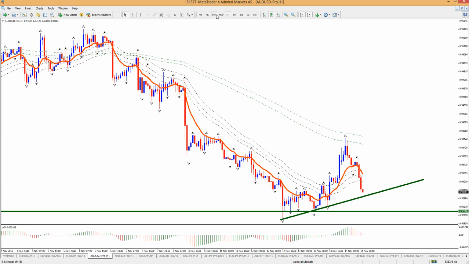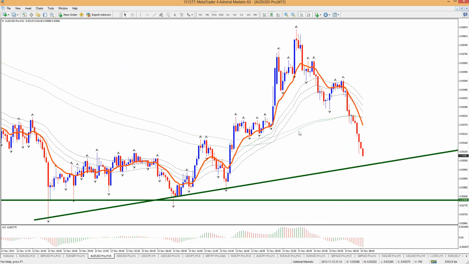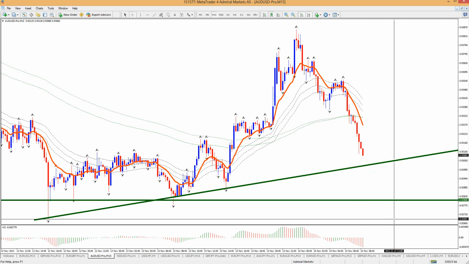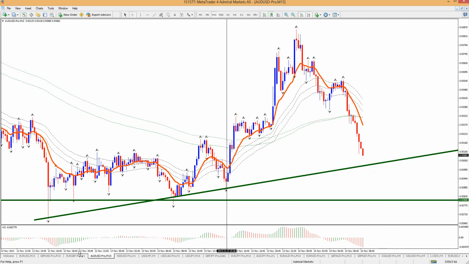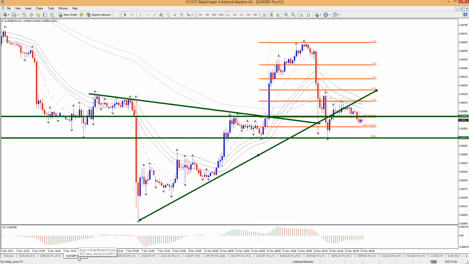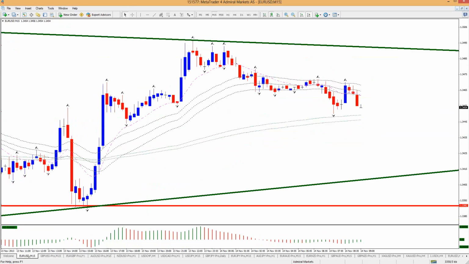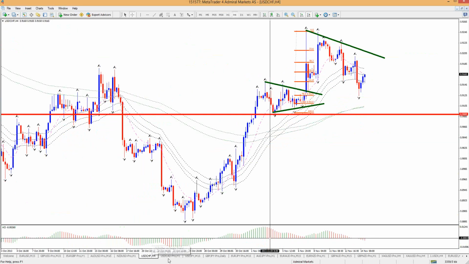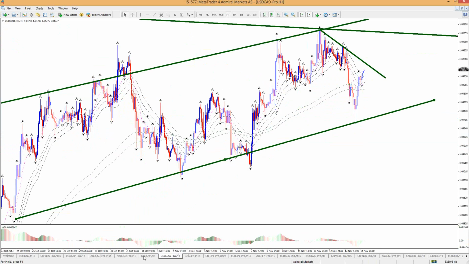Well, let's see if we get the bounce. This Aussie is dropping like a stone, but it's very close to that support. Just a few pips. Pound is also falling. Euro too. Dollar Swissy is moving up. Dollar CAD is moving up.